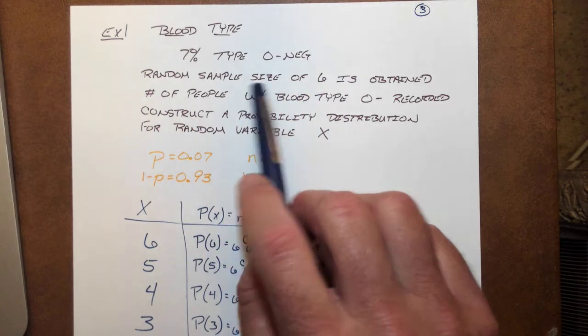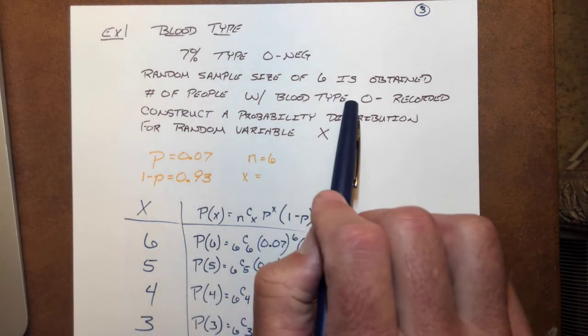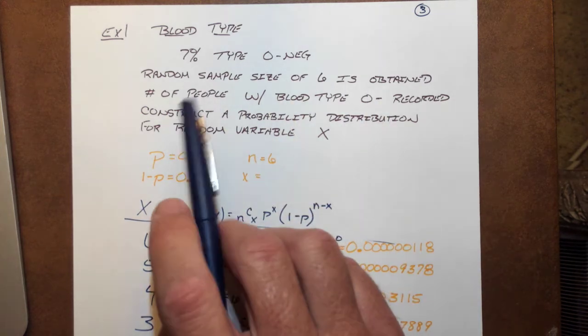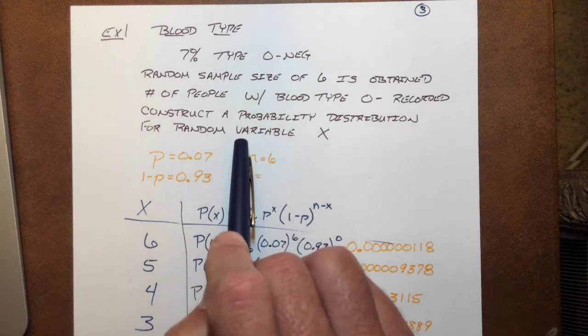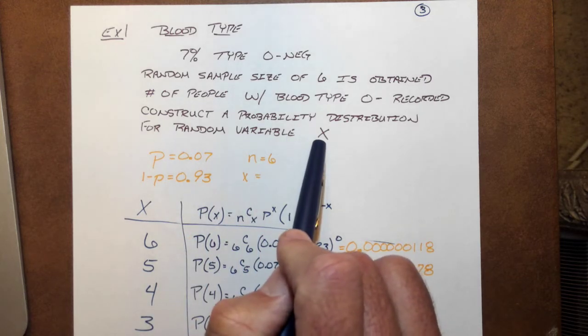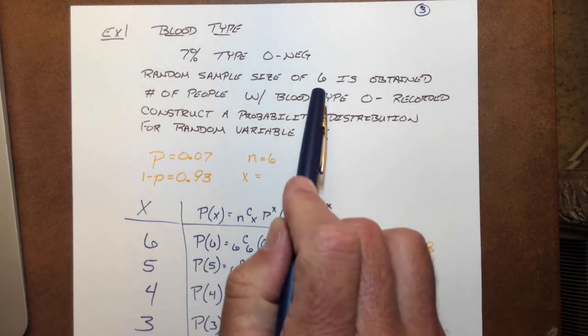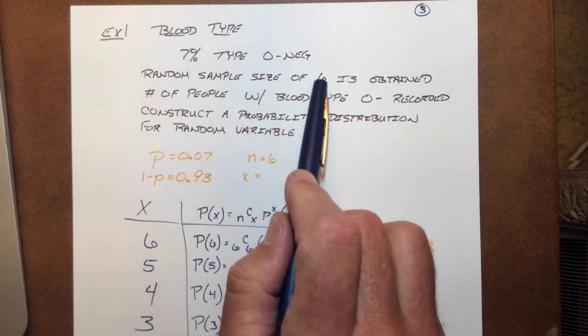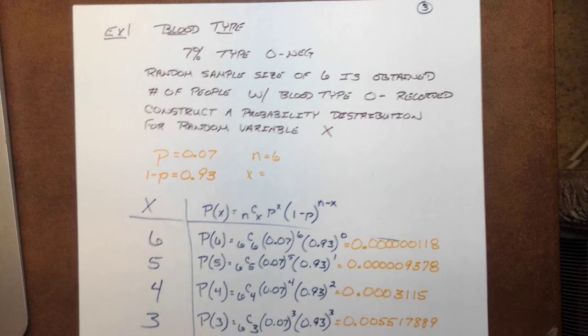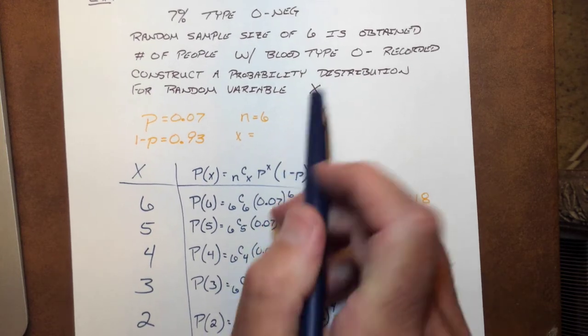And with a blood type O negative. And we were going to record it. We want to construct a probability distribution for the random variable, that in this case is x. So x would be 1 person has it, 2 people have it, no people have it, 3, 4, what have you. So we want to make sure we're labeling things as we do this.